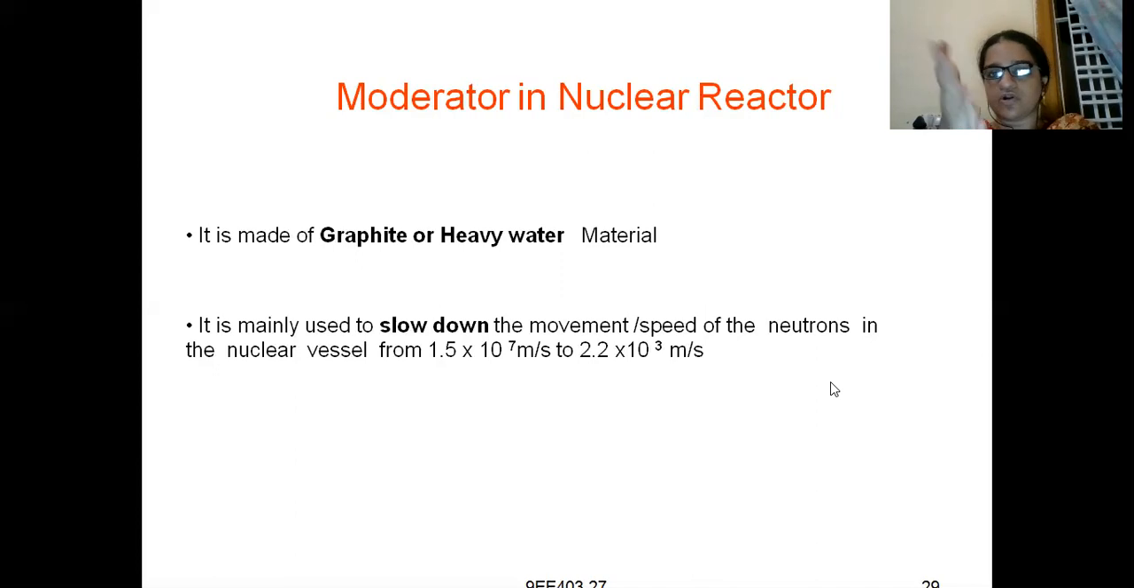The speed of the neutron will depend on how we are using the moderator. Our moderator will try to slow down the speed of the neutron from 1.5 into 10 to the power of 7 meters per second to 2.2 into 10 to the power of 3 meters per second. It will slow down the speed of neutrons from 1.5 into 10 to the power of 7 meters per second to 2.2 into 10 to the power of 3 meters per second.